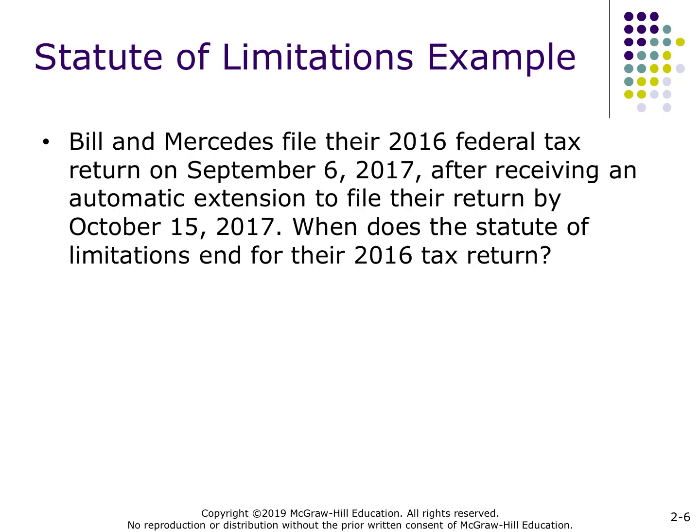All right, so let's look at another example. So we've got Bill and Mercedes. They filed their 2016 tax return on September 6th, 2017. So they're a little bit late, because they should have filed it in April. But it's okay because they received an automatic extension. And that is a thing. You can receive one automatic extension, a 6-month automatic extension. And so they had an automatic extension until October 15th. When does their statute of limitations end for this 2016 return?